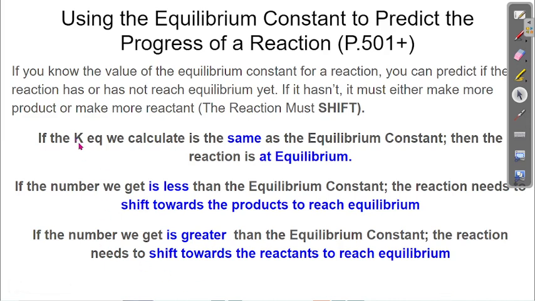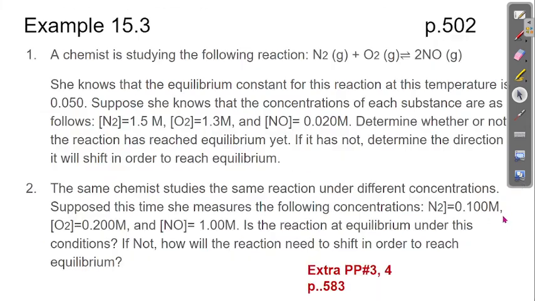So if the equilibrium constant we calculate is the same as the equilibrium constant that they will give you, then the reaction is at equilibrium. If they match, it's reached equilibrium. If the number we get is less than the equilibrium constant, the reaction needs to shift towards the products to reach equilibrium. It should make sense to you. In a minute, I'm going to show you this. If the number we get is greater than the equilibrium constant, the reaction needs to shift towards the reactants to reach equilibrium. Okay? So have this in mind as we do the problems.